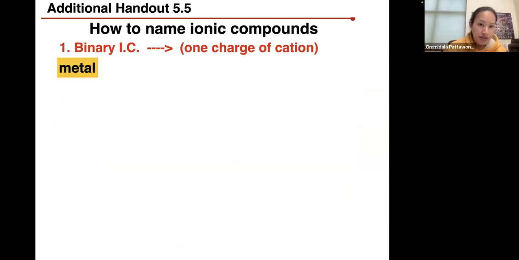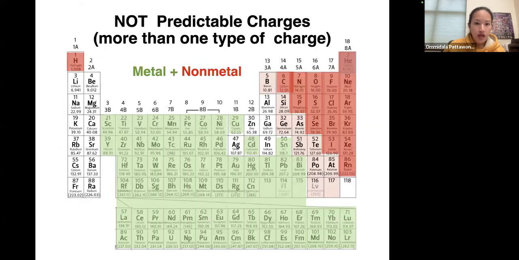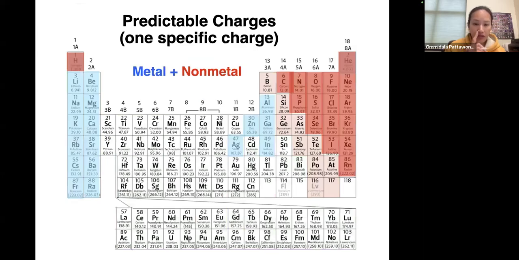For the binary system, it's pretty much the same. You are going to name the metal first, followed by the non-metal. Then you are going to change the name of the non-metal to end with "ide." I'm going to go back to here real quick and start with the one specific charge. For example, these are the names of metals, so you're going to read them as is. Lithium, you're going to read as lithium. Aluminum, you're going to read as aluminum. Silver, you're going to read as silver.